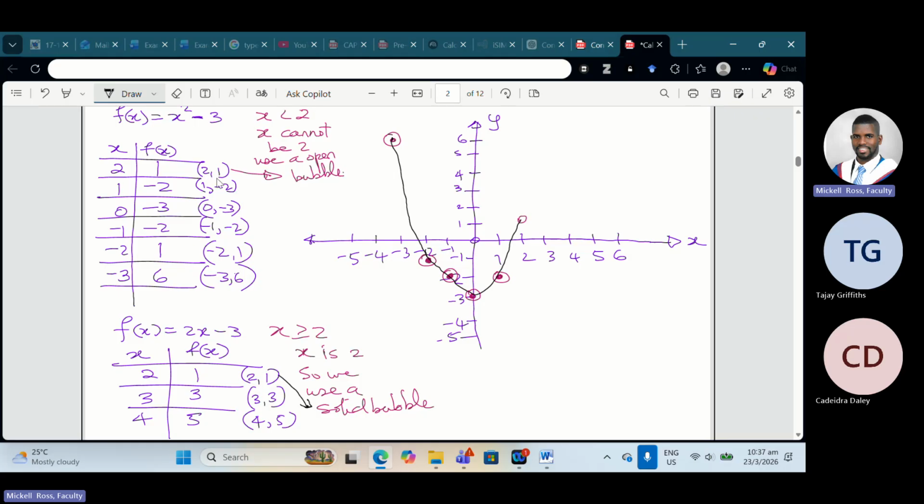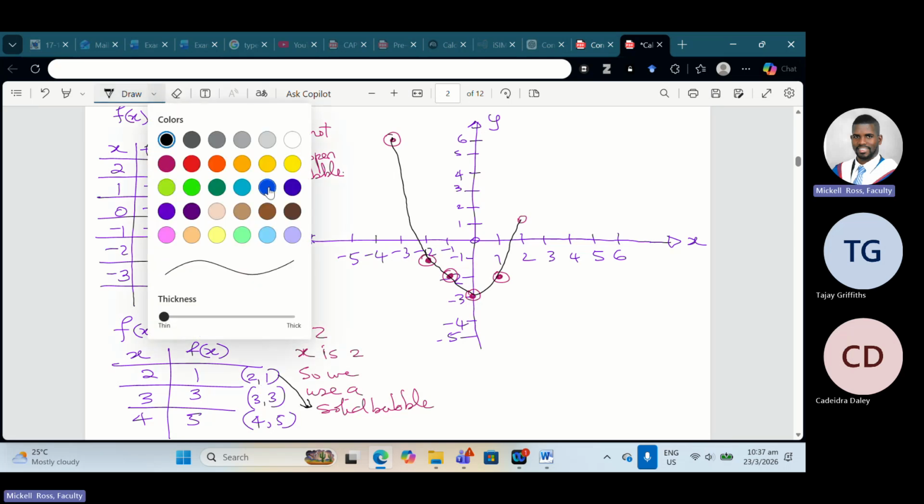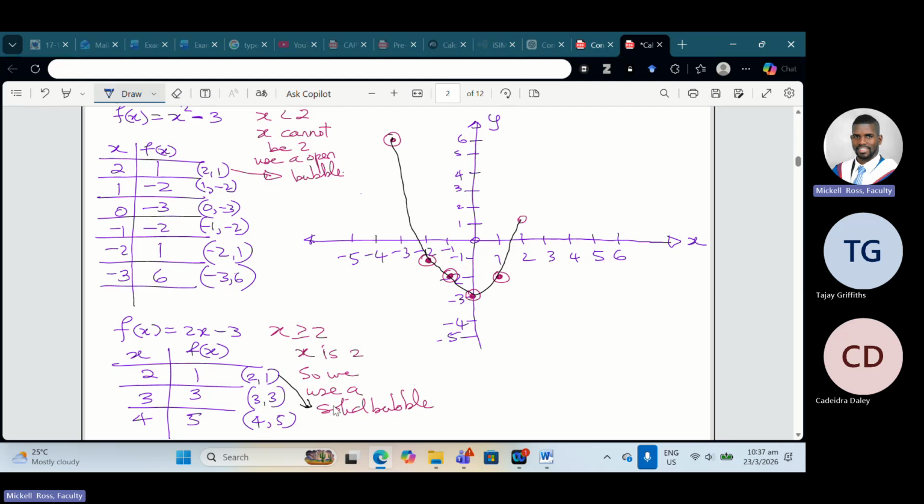So you can't use this point because it's an open bubble, but then you have to use the point because where this function left off, this one picks up right there. All right. So we're now going to have, for the point 2, 1, a solid point, and then 3, 3, another solid point, and then 4, 5, and then you're going to have a straight line continuing.